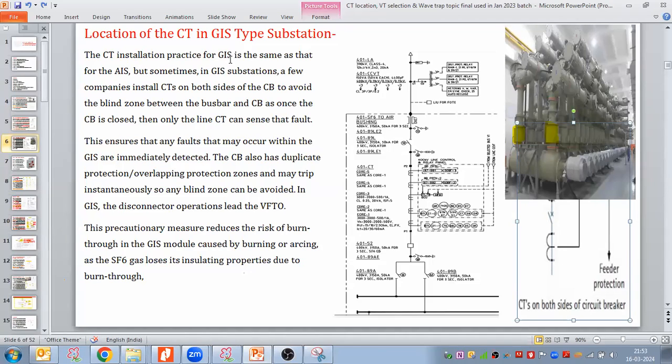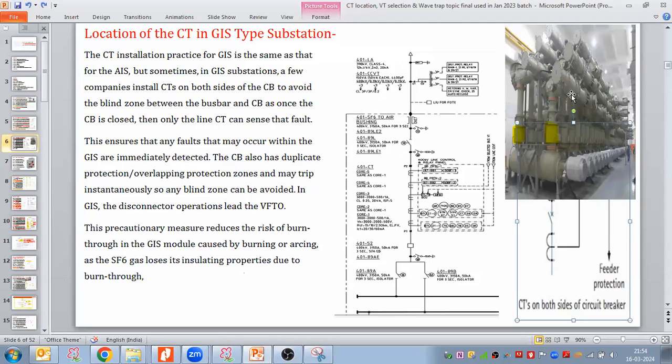CT installation practice for the GIS is the same as for the AIS, but sometimes, I am telling, sometimes, because this is not every time, some clients have other practices for the CT. The reason is why? Because GIS is very costly equipment. They do not want to compromise with the GIS. It is very expensive. Maintenance is very time consuming.